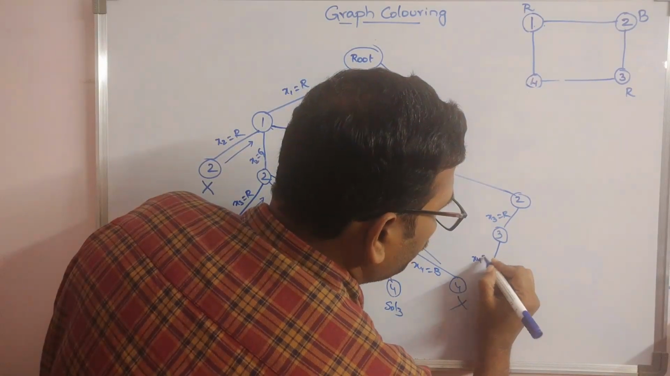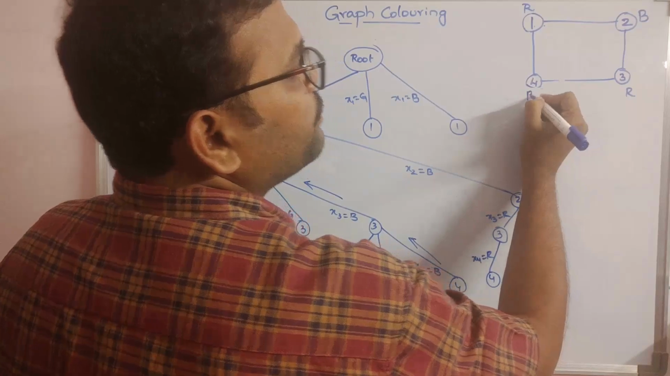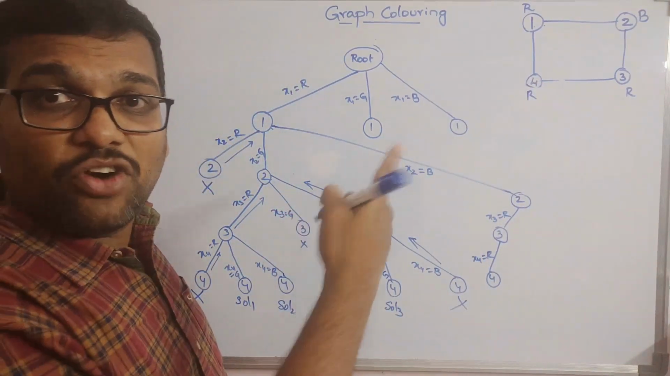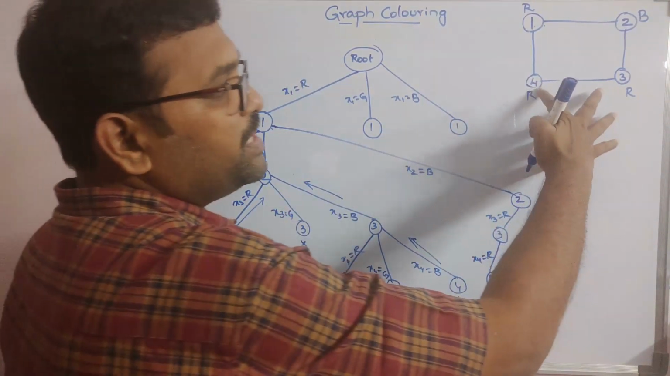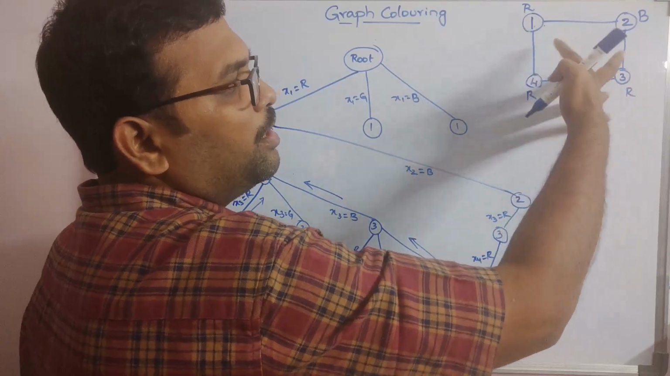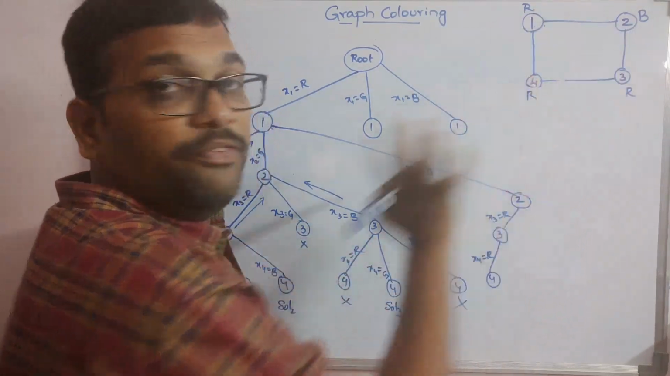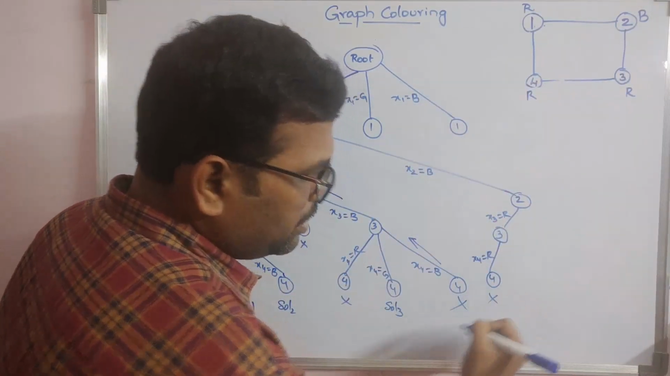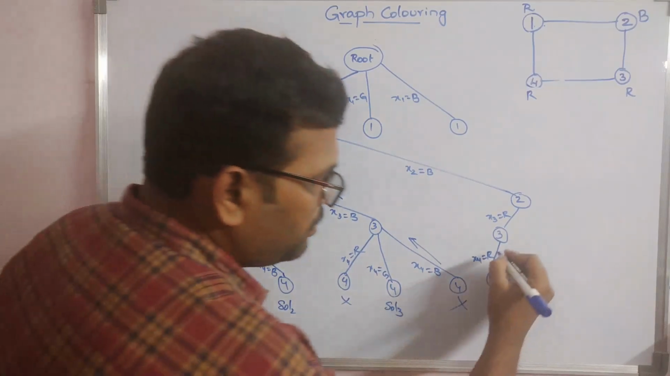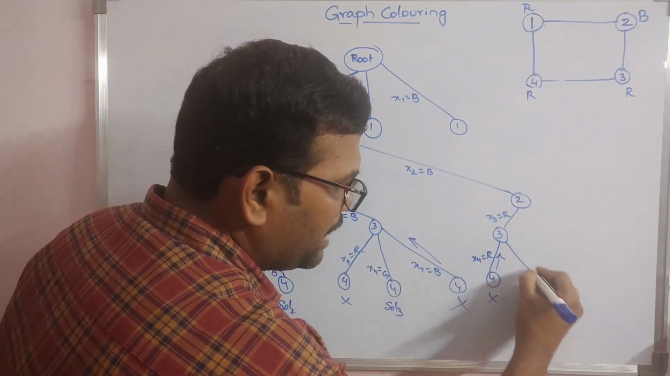Again, x4 is equal to red. So this is not possible because 4 is having adjacent nodes 3 and 1, both are filled with red. So 4 can't be filled with red. So this is not possible. So backtrack and go with the alternate.